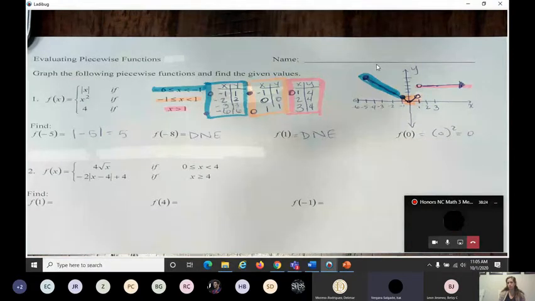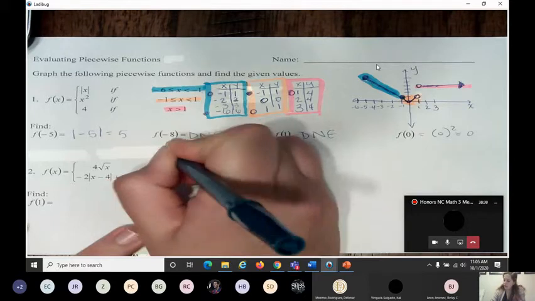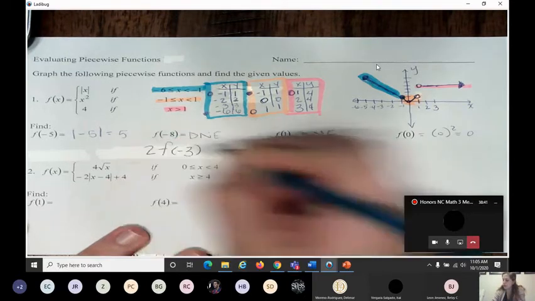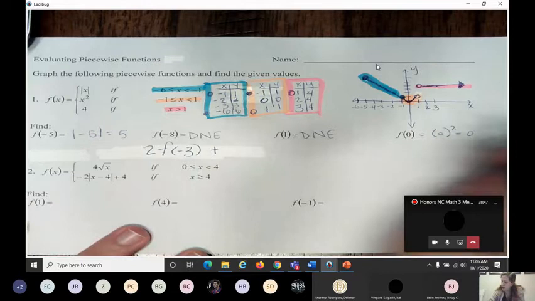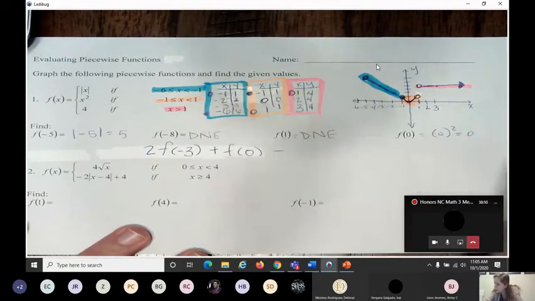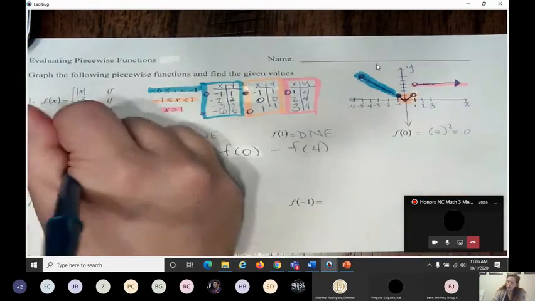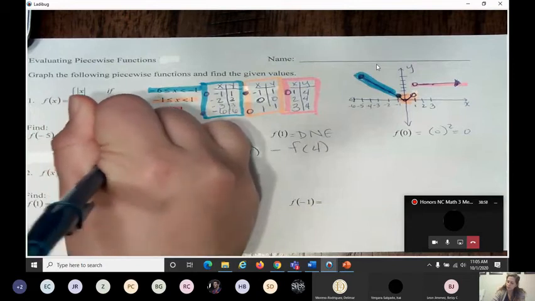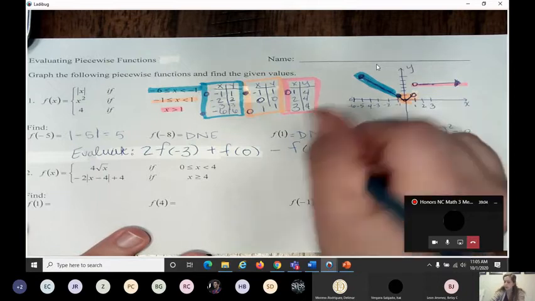How do you figure out the numbers by just looking at the graph, if that makes sense? That's a really good question, actually. Let's try that. Let's make up something. So maybe 2 times f of -3 plus f of 0 minus f of 4. Maybe I ask you to evaluate something like this. That was like a problem on your last homework and classwork assignments.